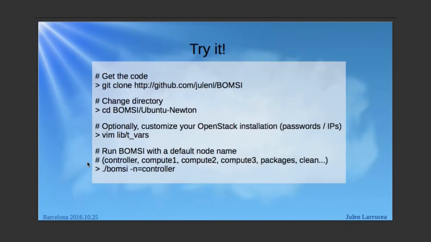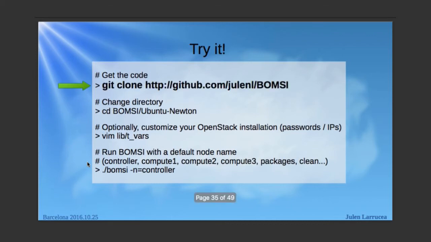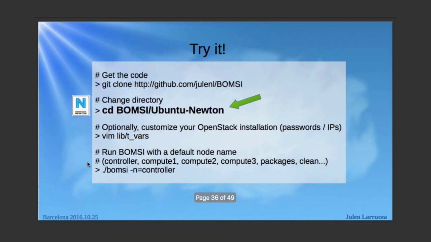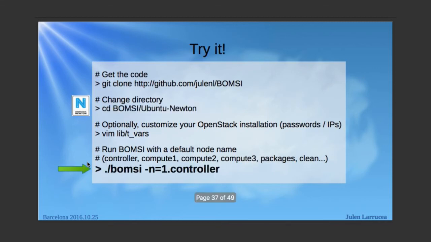So if you want to try it, you can just clone the GitHub repository. Then just change the directory to the BOMSI Ubuntu Newton. And well, there is already a Newton update. And then just execute the installer. For executing the installer, you can just run it without parameters. This will just produce an ISO file. If you specify -n, this will set a name for the ISO file and also a name for a virtual machine. So it will also launch a virtual machine with this name.